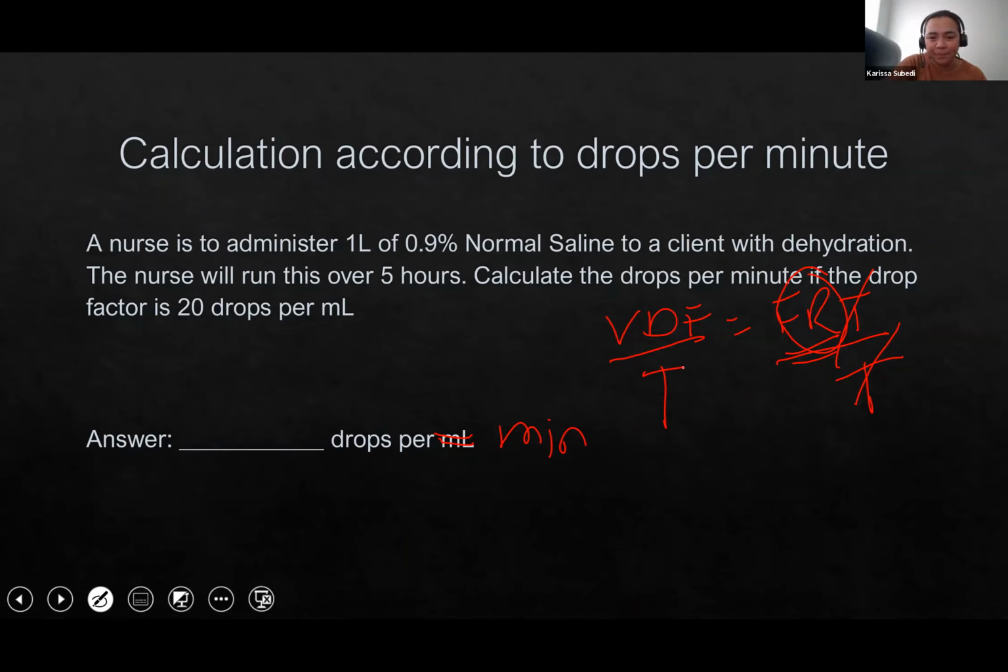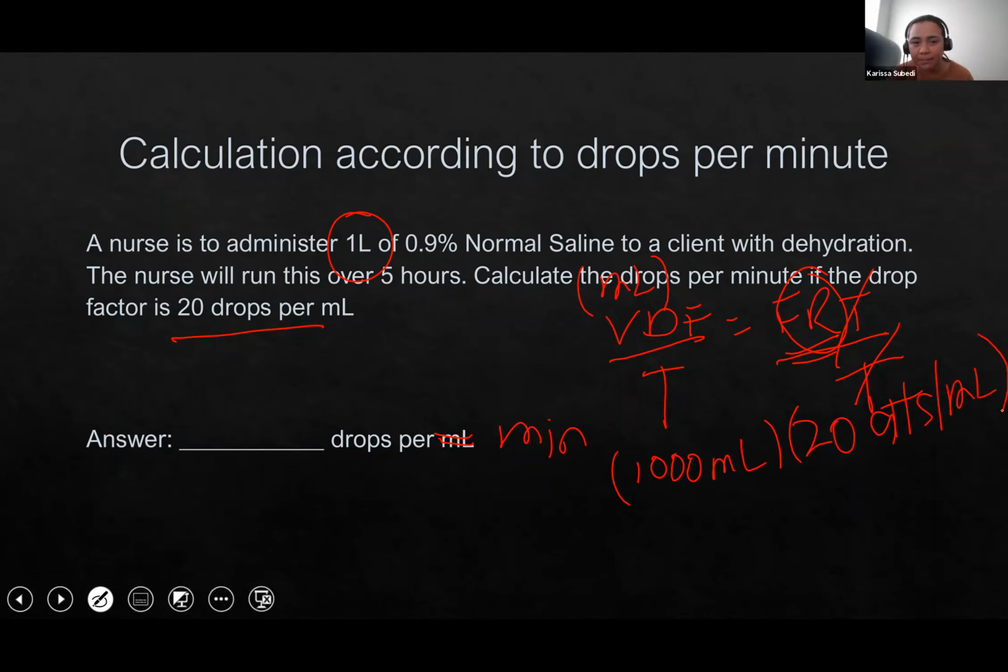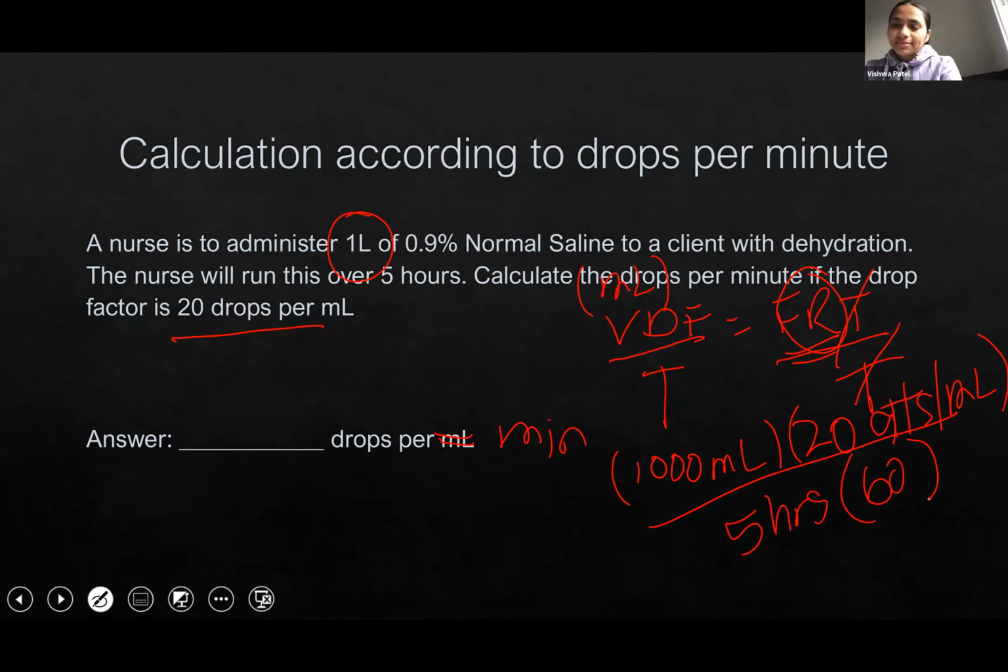So what's our volume? Our volume is 1 liter, but we said that it has to be in mil, isn't it? So you have to convert that, 1 times 1,000. So that becomes 1,000 mil. Good. What about your drop factor? 20 drops per mil. Good. And what about your time? 5 hours. But didn't we say that it has to be in minutes? Yeah, 60 minutes. Okay.